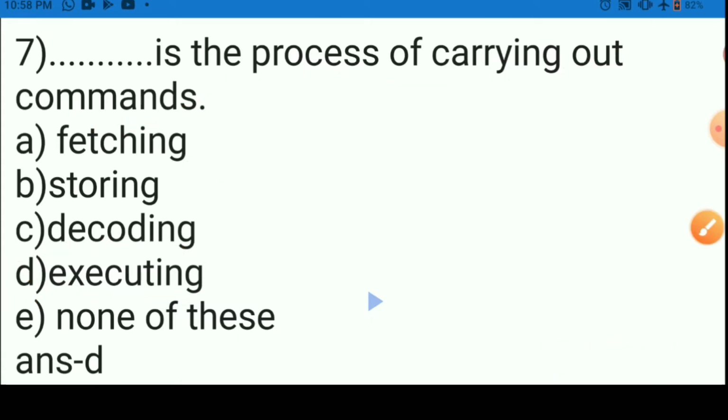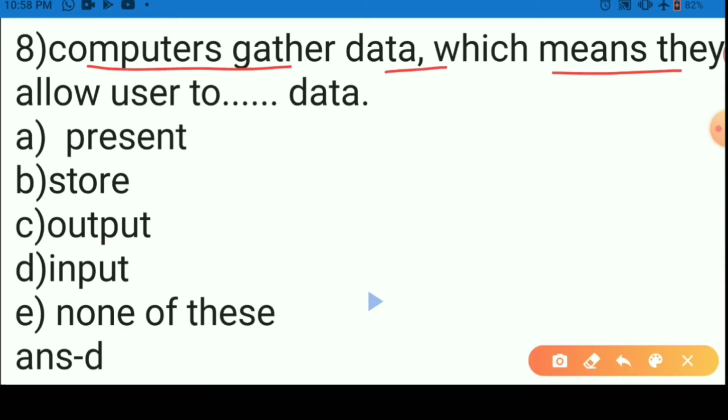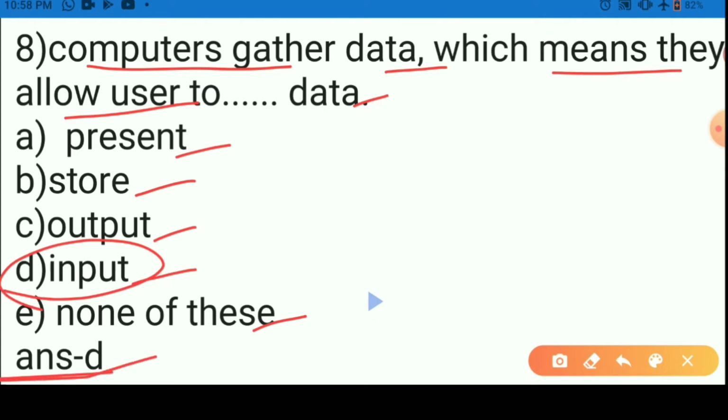These are very important questions. Computers gather data which means they allow user to blank data: present, store, output, input, none of these. Right answer is option D, input. Computers gather data which means they allow user to input data.